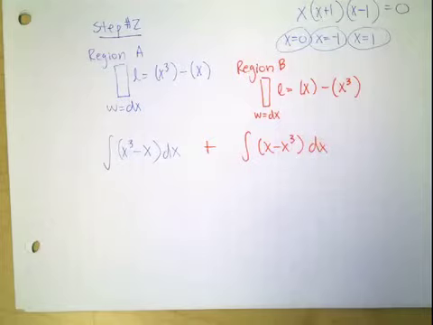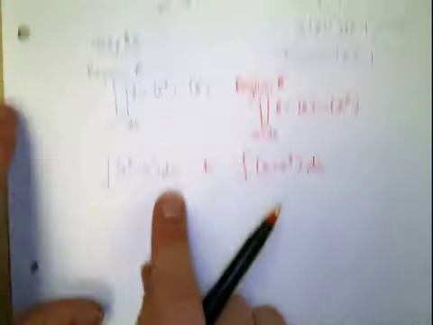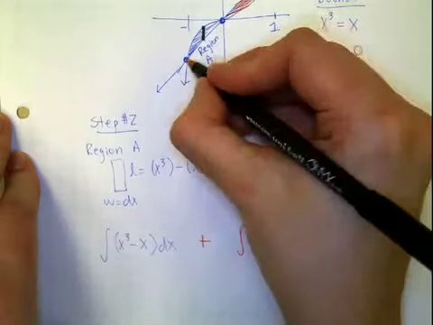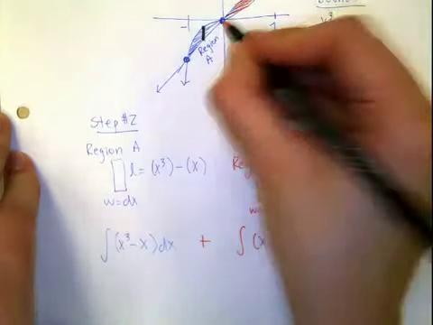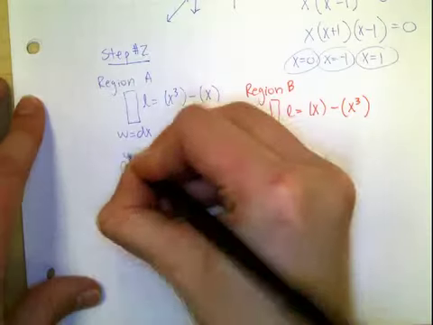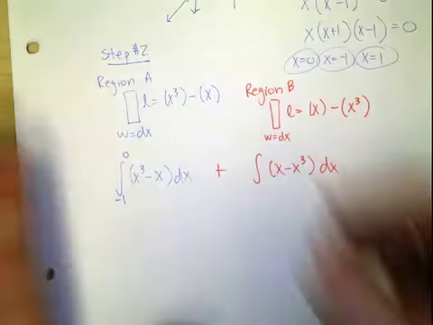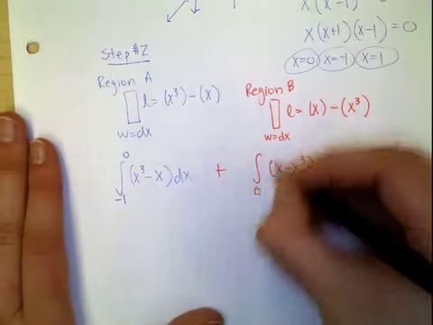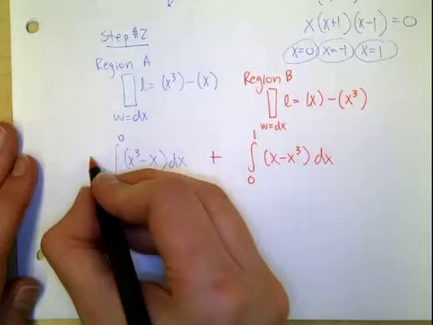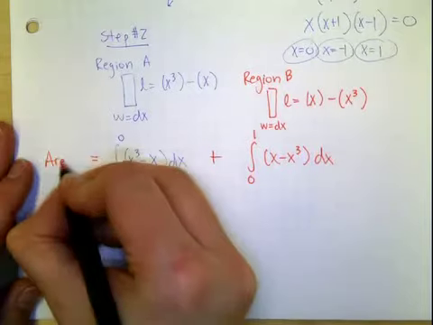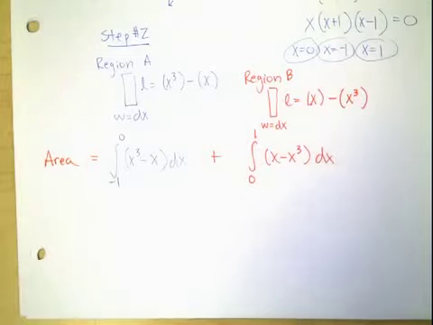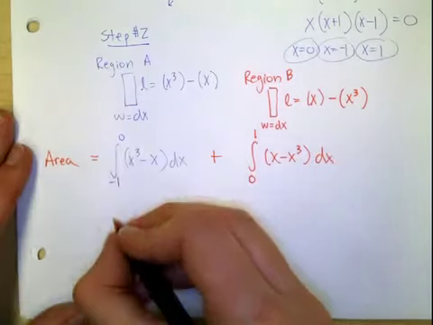The bounds, I guess I probably should look at my graph. The bounds on the first region, region A, go from negative 1 up to 0. So I'm going to write negative 1 to 0. And the bounds for the second region go from, if you look at your graph, 0 to 1. So now you're just saying this entire thing equals the area. Now solve both integrals and combine your answers together and you'll be ready to go.